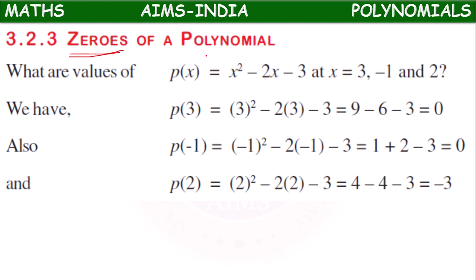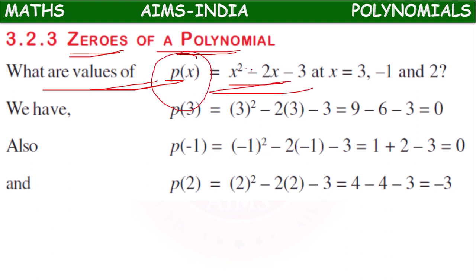Next one. Zeros of a polynomial. So what are the values of p of x? This is the expression x square minus 2x minus 3. They are asking what are the values of p of x at x equal to 3, x equal to minus 1, x equal to 2.